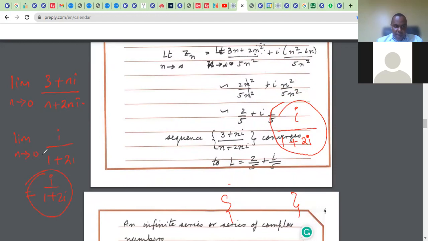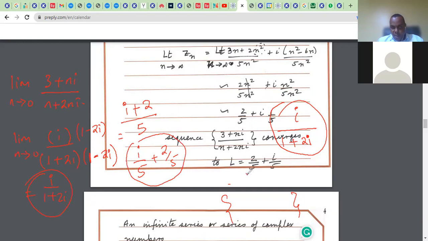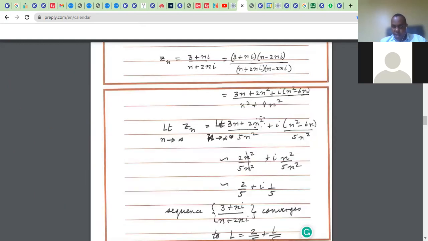Let me see. Why don't we multiply this by 1 minus 2i to rationalize the denominator? Multiply this by 1 minus 2i. It's going to be i plus 2, and then here we got 1 plus 4. It's 5. So i over 5 plus 2 over 5. So this is the same as this one. We just rationalized the denominator. L'Hopital's rule is easier compared to all this work.